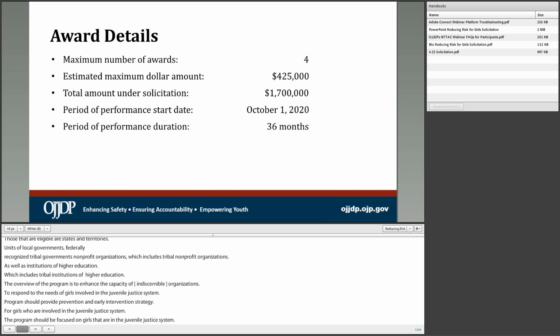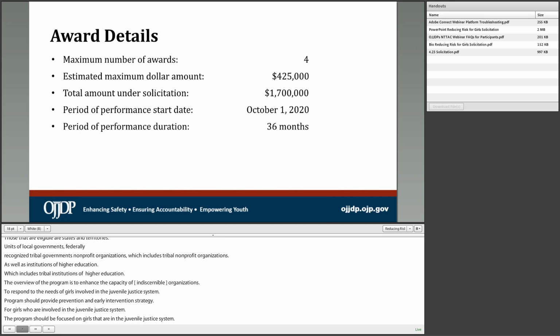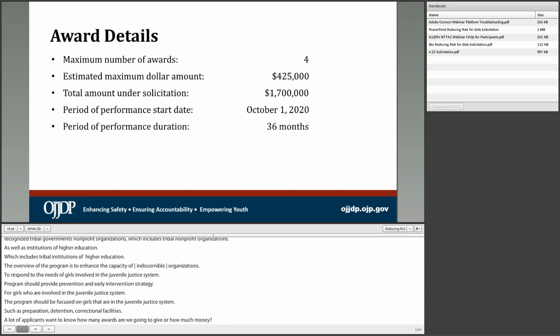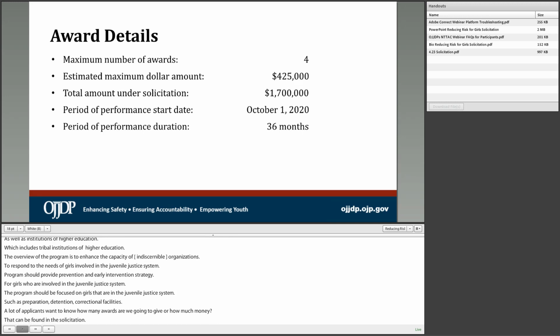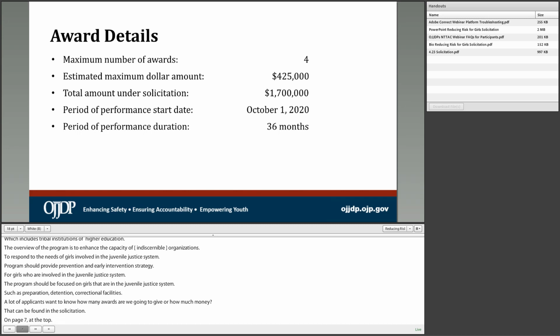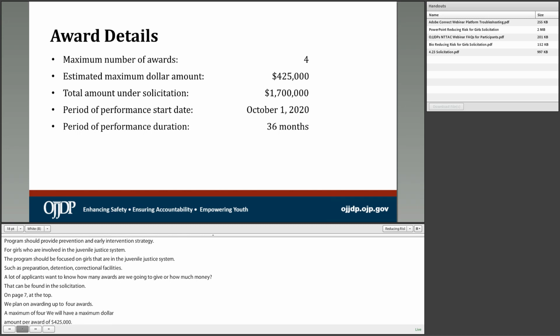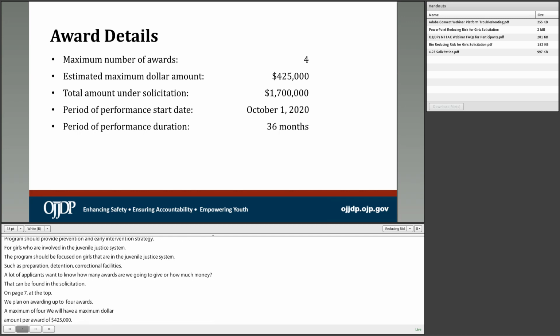So a lot of applicants want to know how many awards we are going to give for how much money, and that can be found in the solicitation on page 7, the top of page 7. We plan on awarding up to 4 awards, so a maximum of 4. We will have a maximum dollar amount per award of $425,000. So that's for the entire life of the grant. If you choose the 36-month period, that $425,000 is for the entire 36 months.